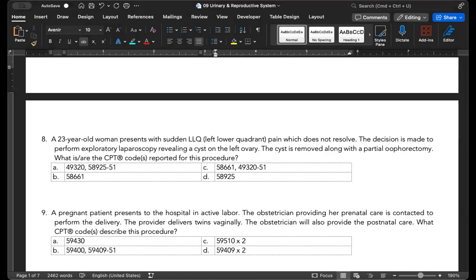If we go to laparoscopy, and then underneath abdomen, right? Because that's where we're going, into the abdomen. It's the left lower quadrant. And then diagnostic, our CPT code is going to be 49320. Okay. So let's go look at our CPT code 49320.